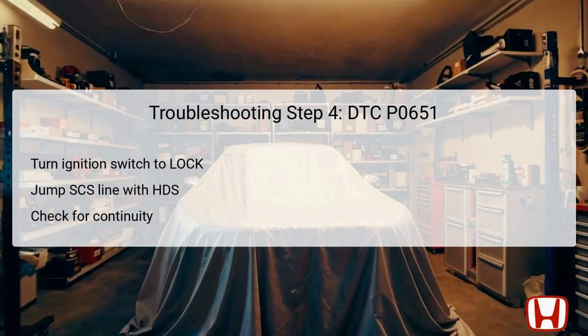Turn the ignition switch to the lock position before jumping the short circuit SCS line with the HDS. This procedure effectively prepares the system for accurate diagnostics. Subsequently, disconnect the ECM connectors, specifically connector A 49P, to isolate the ECM from the electrical system temporarily.